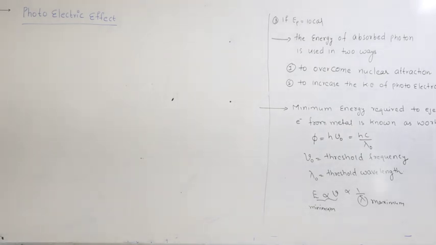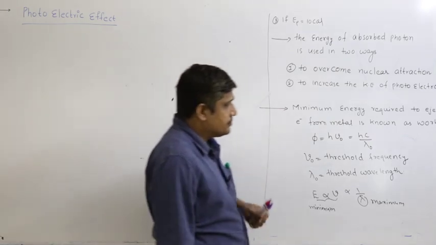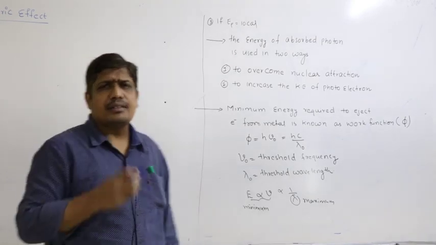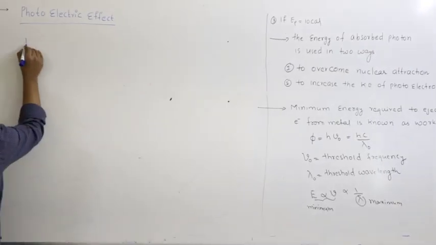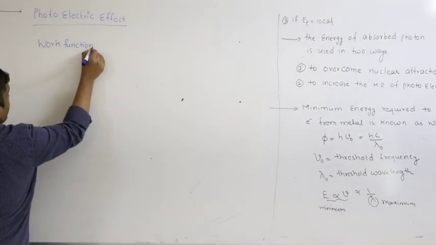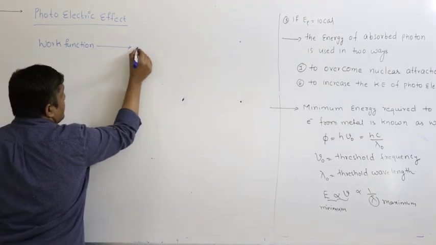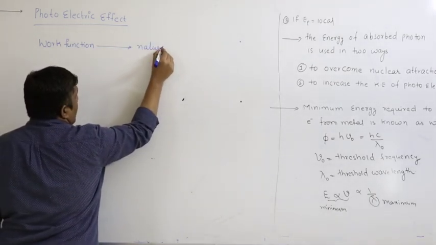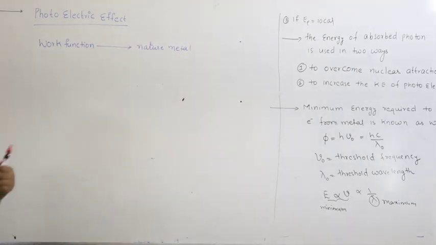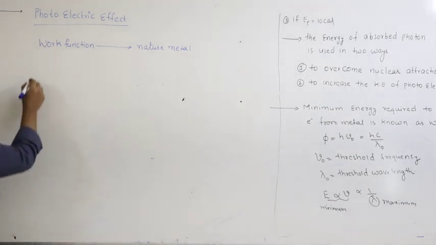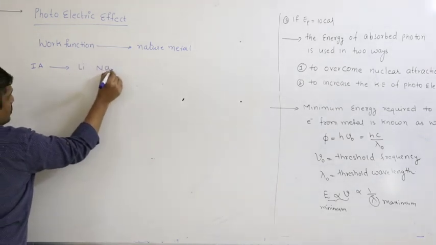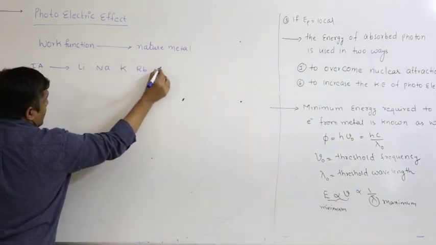The work function is a characteristic of the metal, or work function depends upon the metal. Work function depends on the nature of the metal. That means if I change the metal, then the work function changes. Let us see how. Let us take first group elements. What are first group elements? Lithium, sodium, potassium, rubidium, cesium.